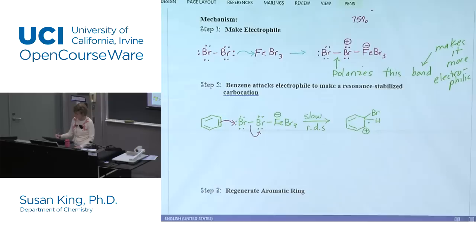Okay, so we can draw three resonance structures here. So we're doing terrible things. We're breaking aromaticity. We're making a carbocation, but it's not as bad as it could be because we do have a resonance stabilized carbocation here. So that's helping. So three nice resonance structures. Resonance stabilized carbocation.